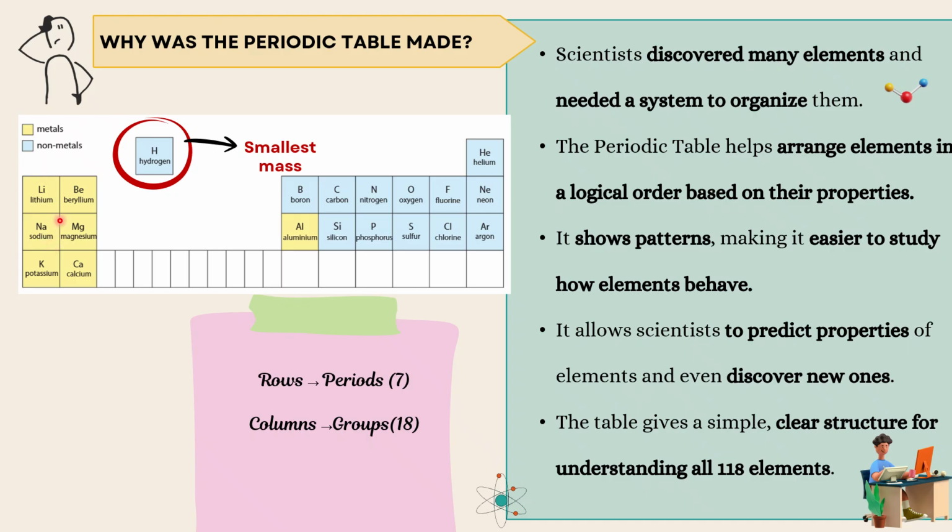Now these vertical pillars are called columns, and in scientific language we call them groups, and there are a total of 18 groups in the periodic table. The next point is, as we move from the left-hand side to the right-hand side, the atomic mass of these elements increases. This means lithium in the second period has the lowest atomic mass, and neon in the second period has the highest atomic mass.